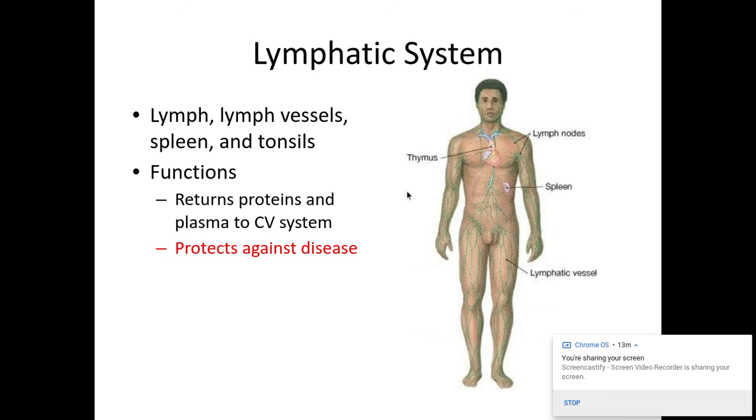So like I said, lymphatic is important when it comes to healing processes, but just know you have lymph nodes throughout your body. These are really important for protecting against disease. It's basically like your immune response. You have your tonsils, which are in the back of your throat. Your spleen is an organ that's on the left side of your body, which is, again, really important when it comes to immune response.